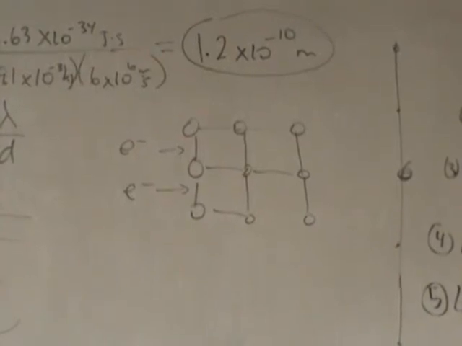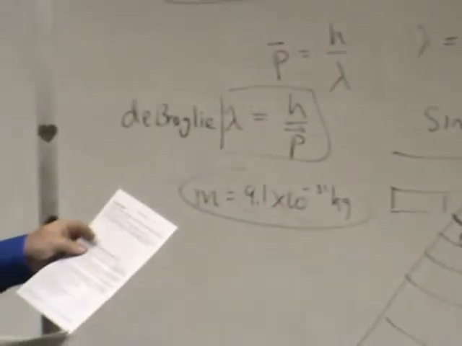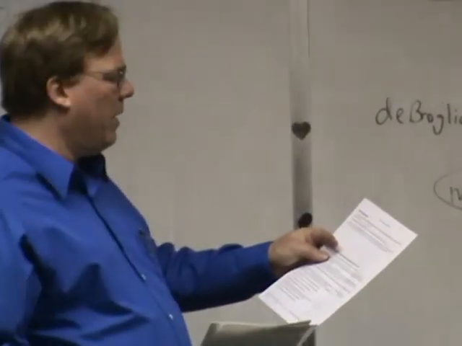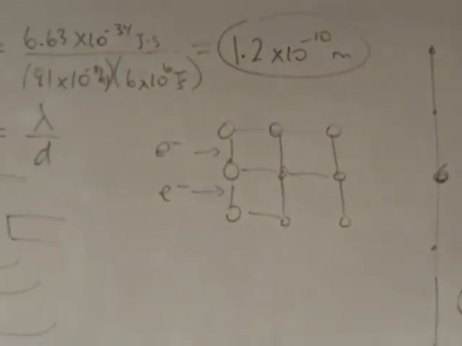Particles act like waves. But I'd like everyone to do the next equation. Do part B, a baseball moving at 30 meters per second. Please find me the de Broglie wavelength of the baseball now. Just use that same formula.